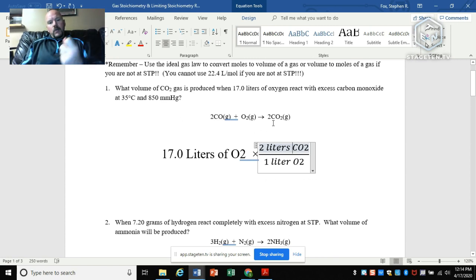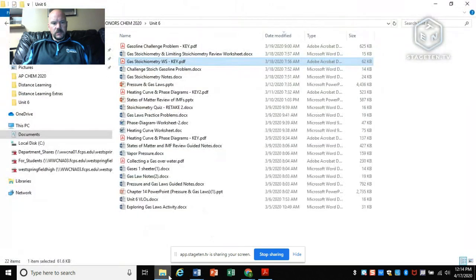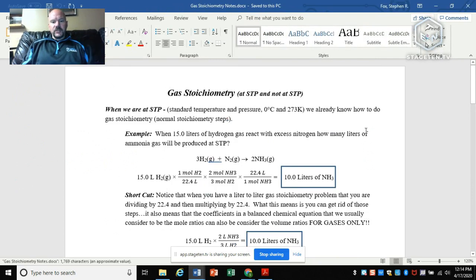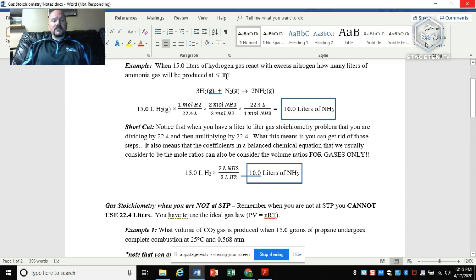And we kind of did an example like this. Let me show you. If you go to your gas stoichiometry notes, the very first question kind of shows that, and why. This is the gas stoichiometry notes, and it's the same kind of question. You have 15 liters of hydrogen gas, and they want to know how much ammonia gas is going to be produced. So they give you volume of one gas, and they ask for volume of another gas, and you're at STP. So when you're at STP, you know you can use 22.4.